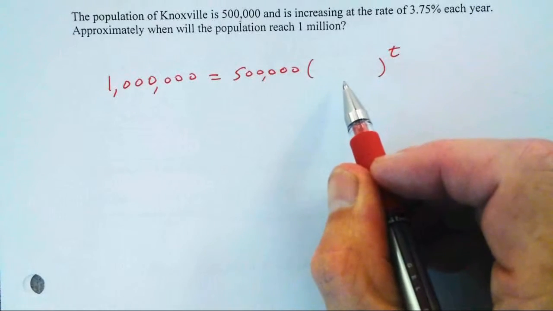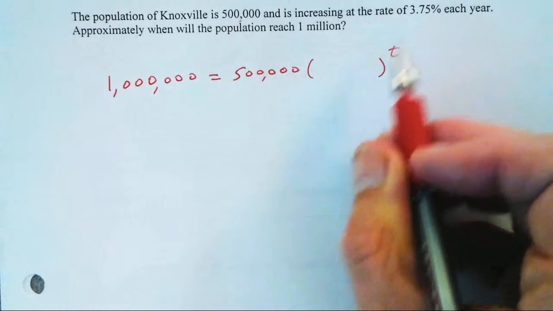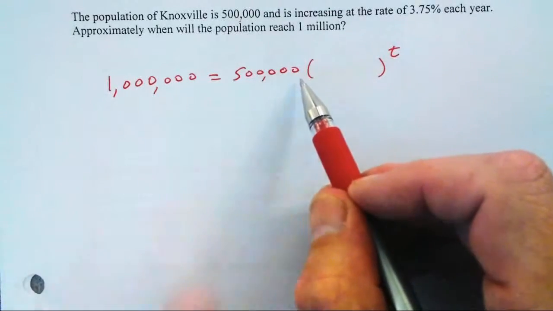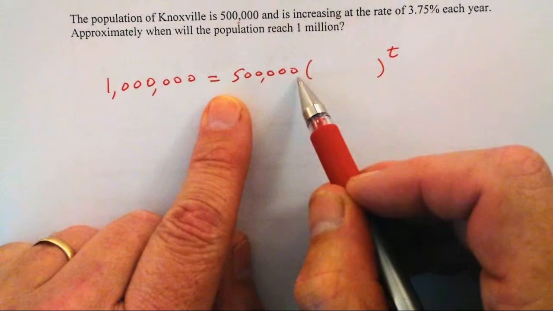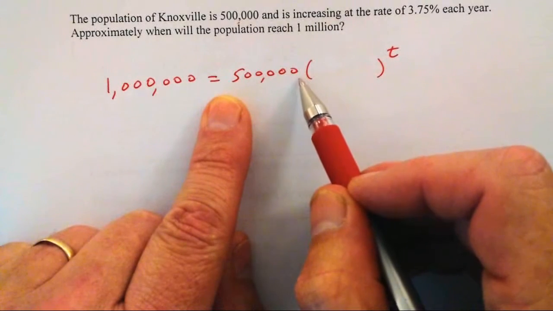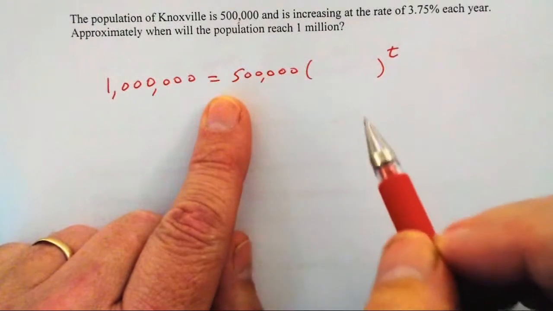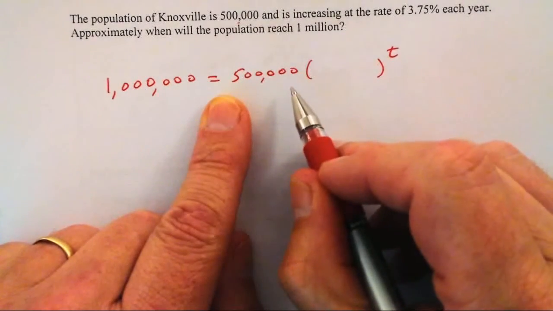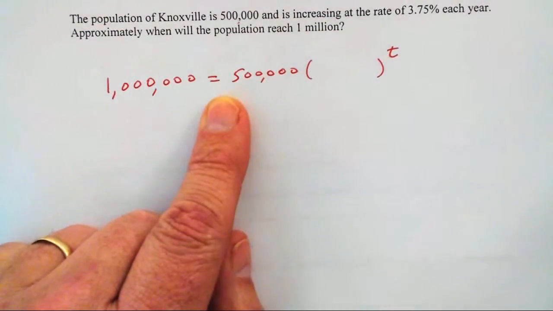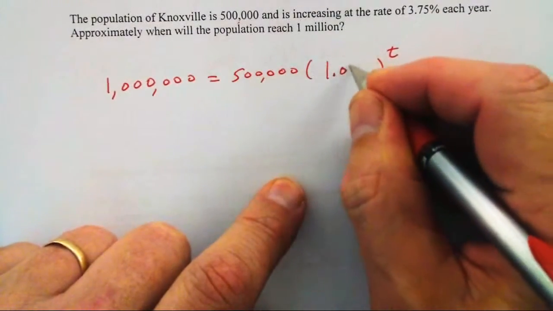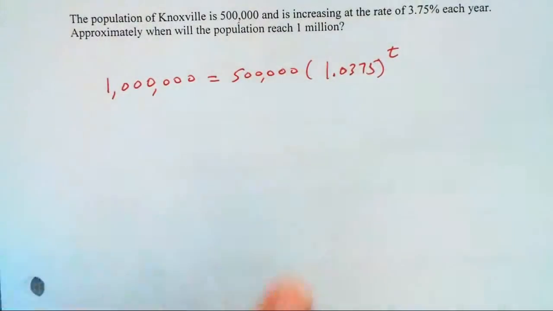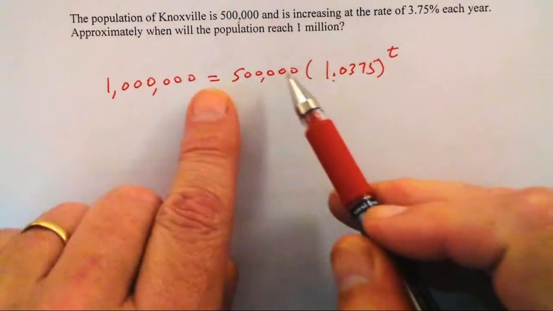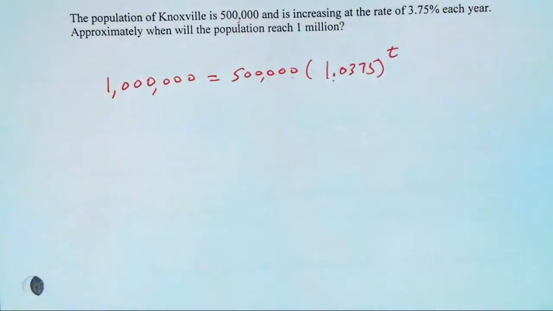The common mistake is to put 0.0375 in here. If you do that, you're telling these 500,000 people they die, but the people who move in or are born in are going to be okay. These people come back too. So it's 1 plus 0.0375 or 1.0375. When I distribute the 1, I get all those 500,000 back plus the additional each year.